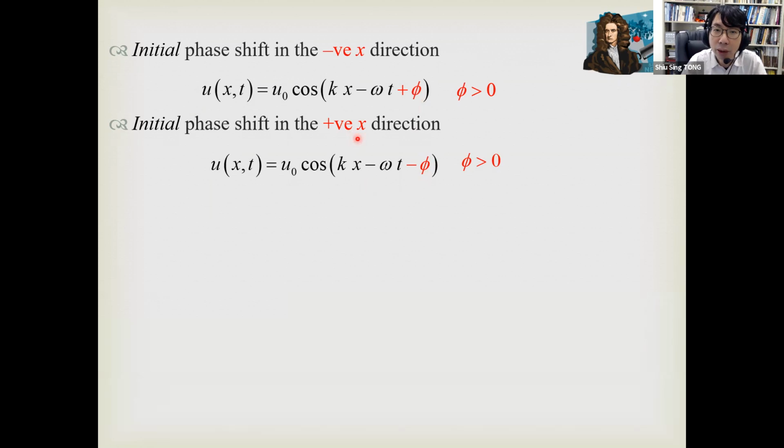Now, if I use minus phi here and phi is positive, that means I have a negative initial phase, then the whole wave will be shifted to the right-hand side, to the positive x direction, by the initial phase of phi. So initially at time 0, the wave is not a cosine, but a cosine shifted to the right by a phase of phi.